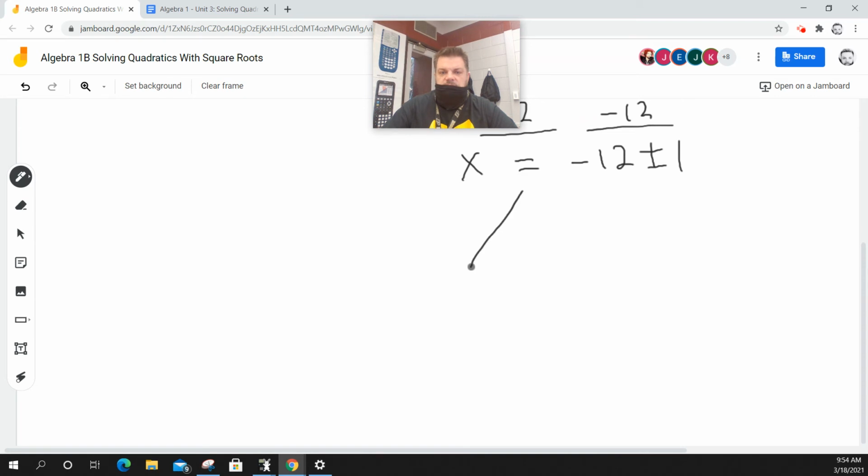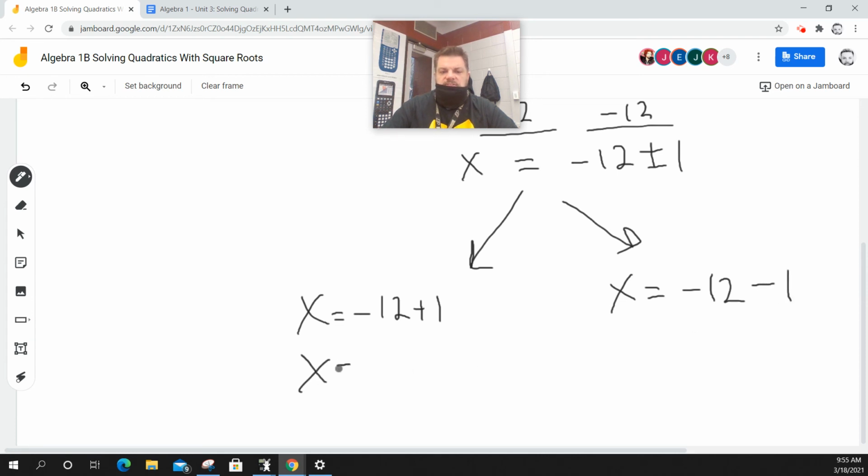From here, I'm going to have two equations. I'm going to say x equals negative 12 plus 1. And over here, I'm going to say x equals negative 12 minus 1. So then my solution set should be x equals negative 11 or x equals negative 13.